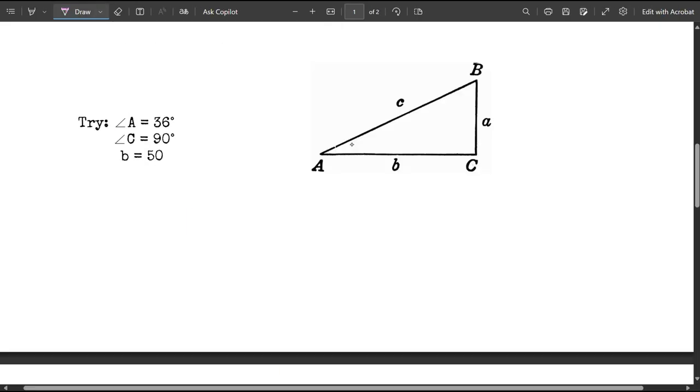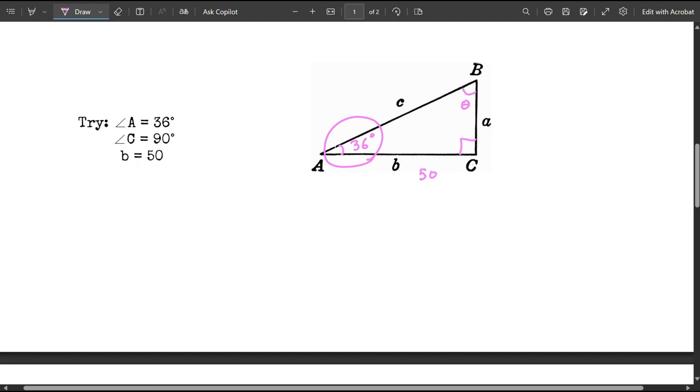All right, angle A is 36 degrees. So that's the angle right here. The angle C is 90. Okay, this time we have to add it in. And the length of B is 50. All right, so just using our angle and this side right here, we're going to be able to figure out the other sides of the triangle, as well as the missing angle for B, which we'll call theta.